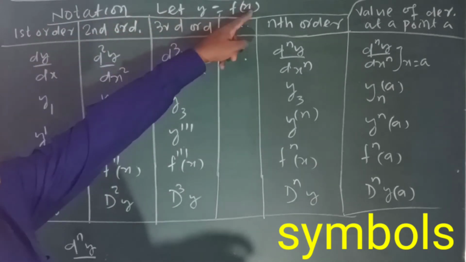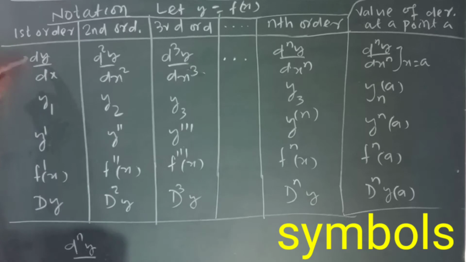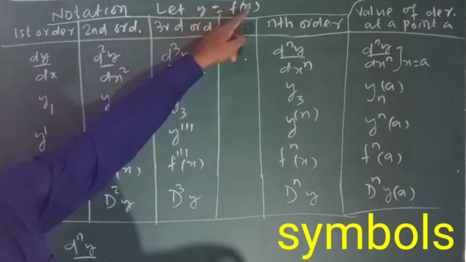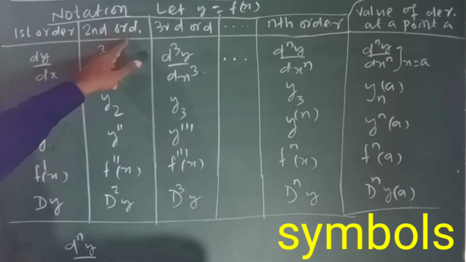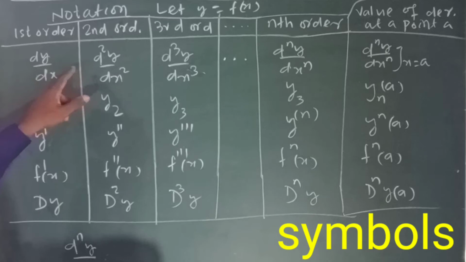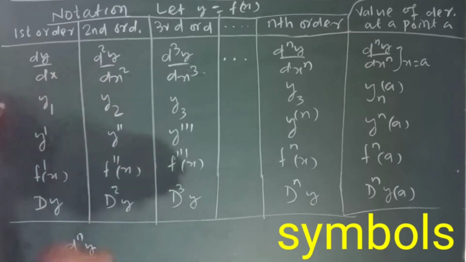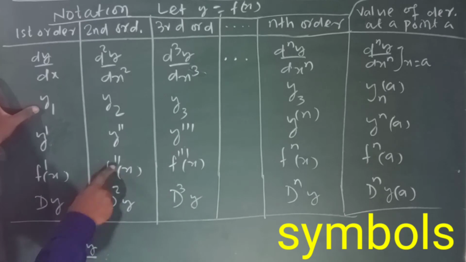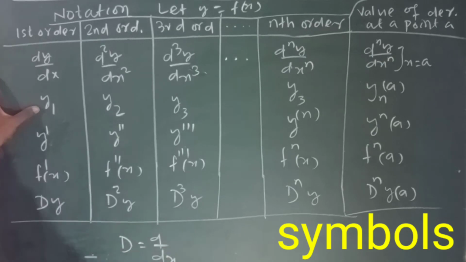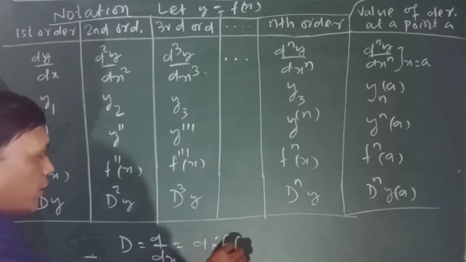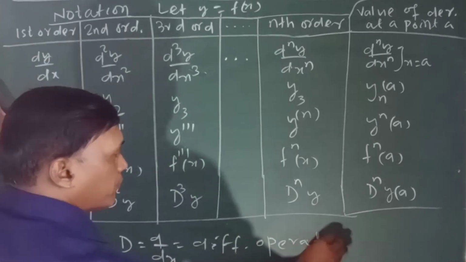Let y is equal to f of x be a function. So the first derivative is represented by these symbols: dy by dx, or y1, or y dash, or f dash of x, or Dy, where y is equal to f of x. The first order derivative of y is equal to f of x is of this form, and the second order derivative is the derivative of dy by dx, which is d square y by dx square, or y2, or y double dash, or f double dash x, or D square y, where this D is d by dx, the differential operator.